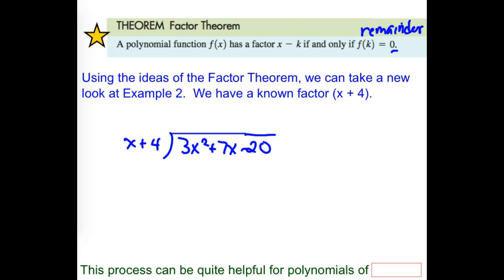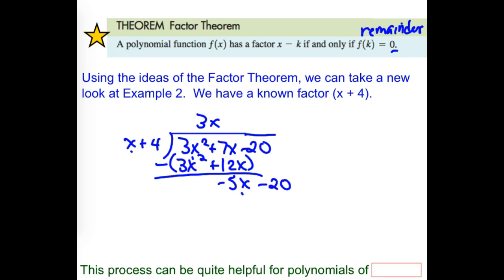All right, focusing on our first term, 3x squared, we divide out an x, we get 3x. 3x times x plus 4 is 3x squared plus 12x, and then we have to subtract. The first term drops out. We have 7 minus 12, or -5x, and bring down our -20.